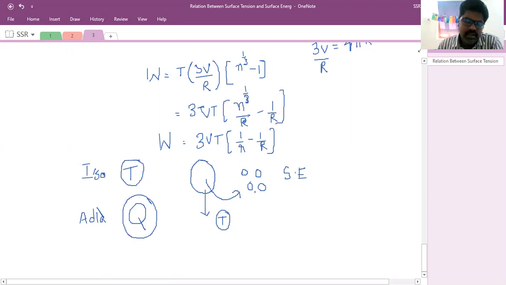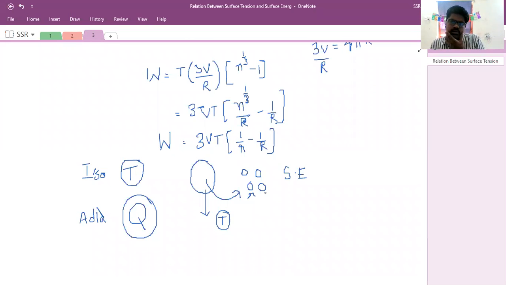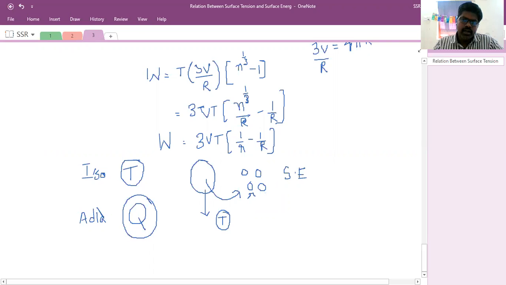The temperature decreases. That means the smaller drops have a low temperature, so the droplets will be cooled down. If you split the bigger drop into small drops, the droplets will become slightly cooled down if it is done adiabatically. Okay, are you clear on this point?